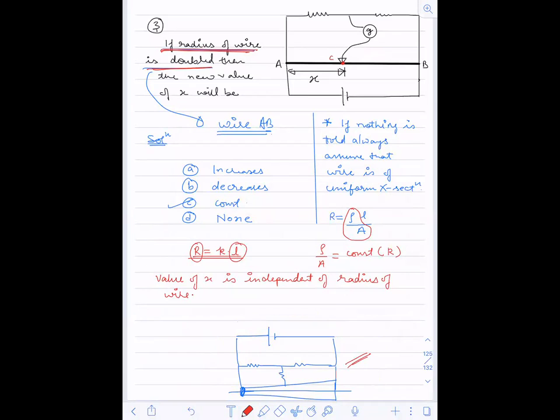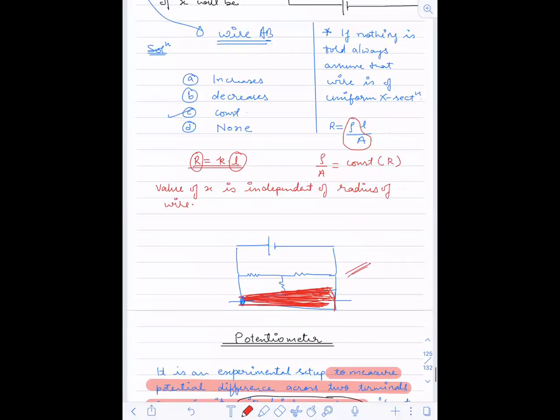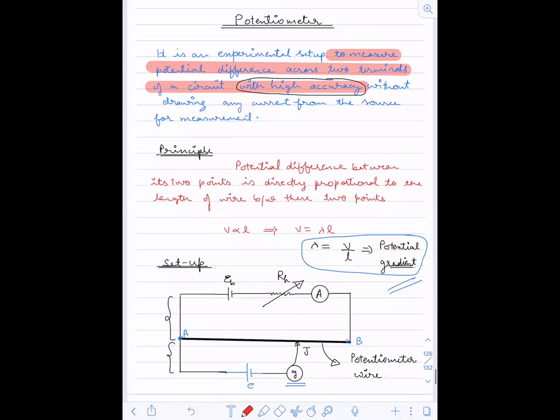I have just shown you that yes, it can also depend upon the radius. It will be like a cone, a conical wire, you can imagine it. So it will depend upon the area of cross section also. Such questions will not be asked to you, so don't worry about that. Now this is potentiometer.